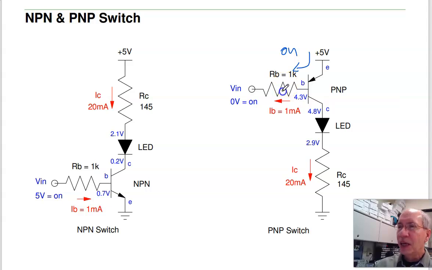RB is 4.3 kilo ohms. To get 1 milliamp, I have 5 minus 0.7 over 1 milliamp, 4.3 kilo ohms. To get RC, 5 minus 1.9 minus 0.2 over 20 milliamps, 145 ohms. The numbers wind up being the same.